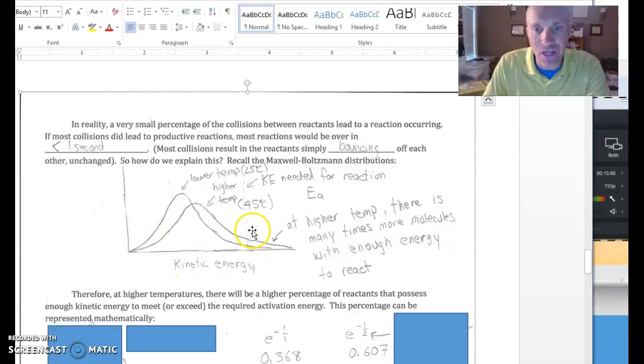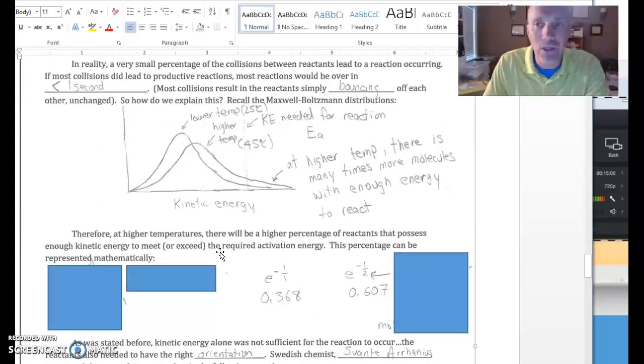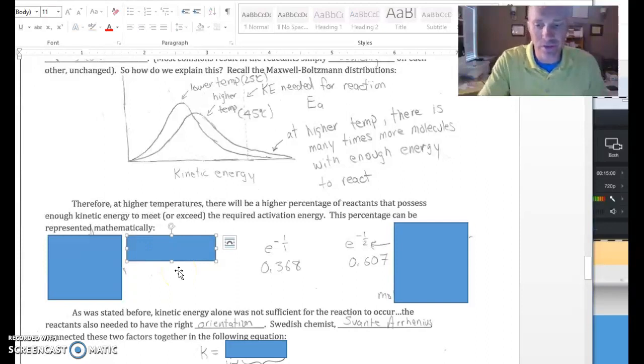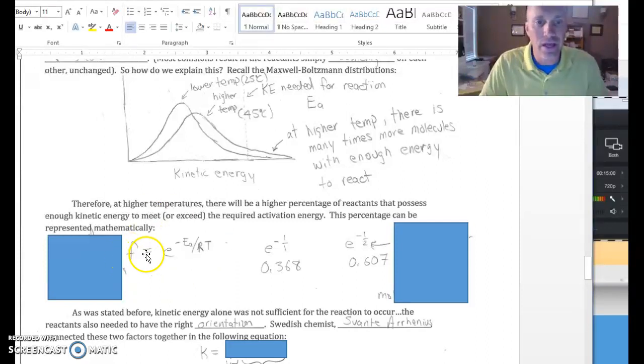All right, so there's some mathematics that go behind this. This is kind of a qualitative description, but if we were to say what percentage of those particles would have that amount of energy, the equation that would represent this percentage is the following. F equals e to the negative EA over RT.